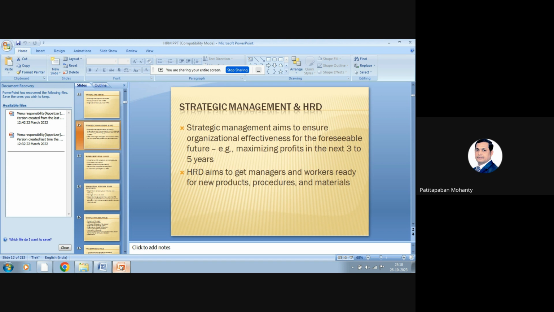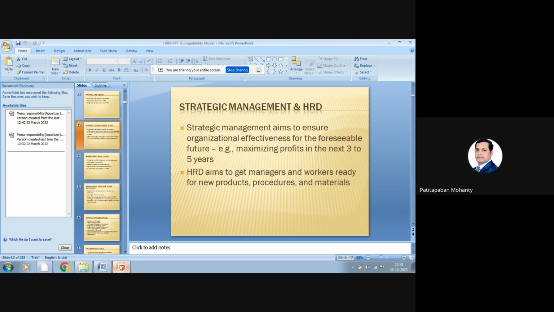When will you get fully developed? How can you get fully developed? When a particular kind of training is imparted, it will enhance your knowledge and skills. At that time, you will be more developed. Otherwise, you cannot develop.